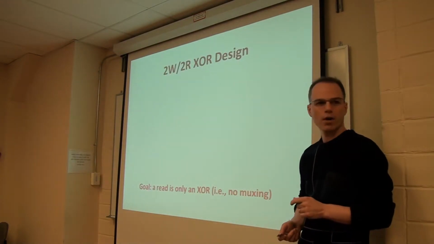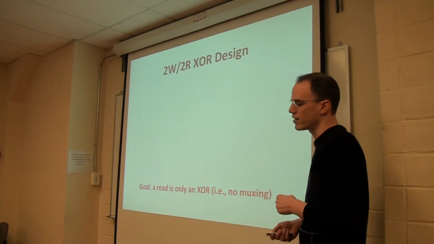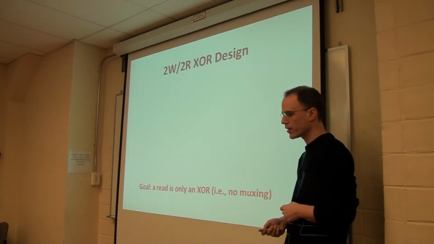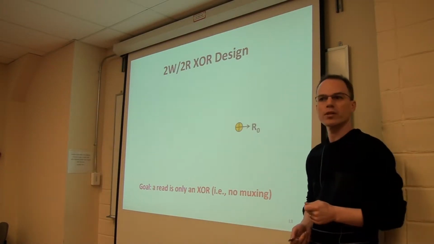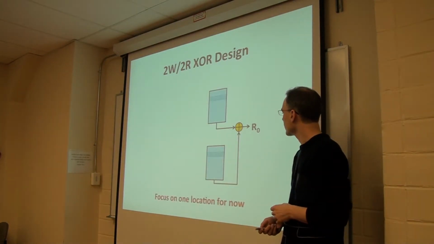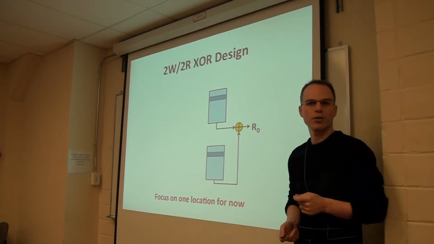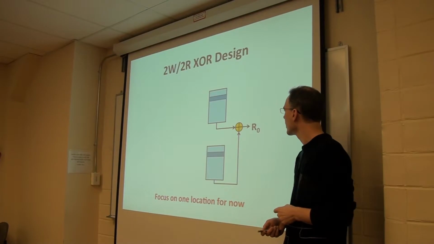So I'm going to attempt to walk you through this design of a 2-write, 2-read memory, and we're going to design it backwards from the output towards the input. So we want a read port to be only an XOR. I've shown that here. And we need 2 block RAMs for this to be interesting, and we're going to focus on just a single location, shown in dark blue.